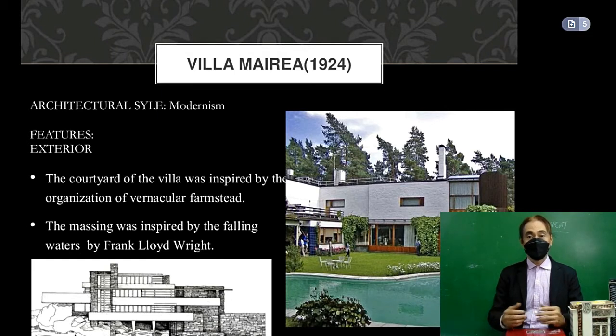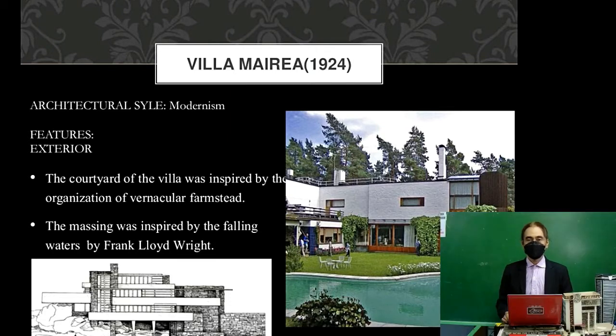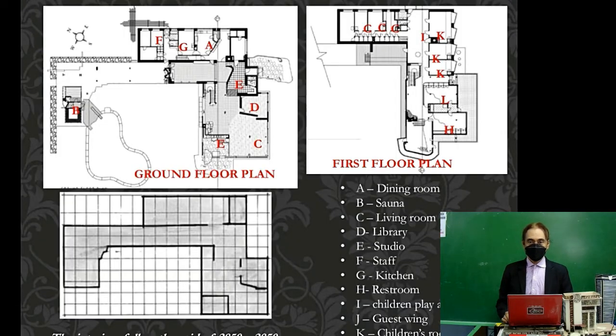The Villa Mairea, 1924. Architectural style: modernism. The courtyard of the villa was inspired by the organization of a vernacular farmstead. The massing was inspired by Fallingwater by Frank Lloyd Wright. By the way, Frank Lloyd Wright is the number one master of the international style, and Alvar Aalto is also one of the masters. Here is the floor plan from the ground floor, first floor.